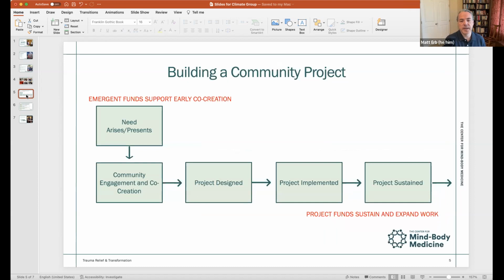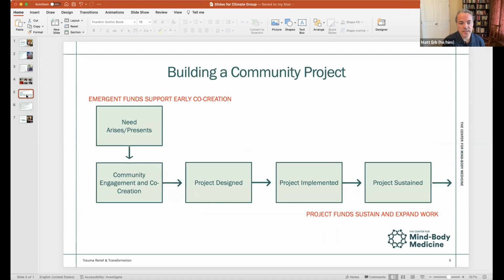And if you're interested in how we work in building a community project, we do continue to raise emergent funds, which support the earliest stages of a co-creation with a community that's been impacted by population-wide stress and trauma, such as is occurring and is bound to continue to occur with climate change.